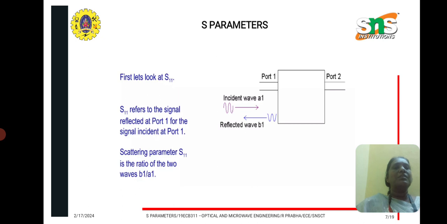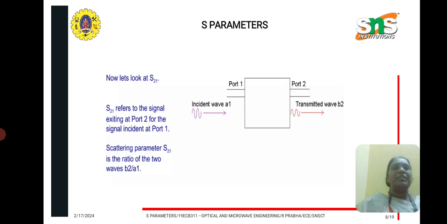So S11 is the scattering parameter, which is the ratio of the two waves, B1 and A1. B1 is the reflected wave at port 1 and A1 is the incident signal at port 1. And the next parameter is S21. Here consider the diagram. There is port 1 and on the other side we have port 2. We have the incident wave called A1 and the transmitted wave called B2. So S21 refers to the signal existing at port 2 for the signal incident at port 1.